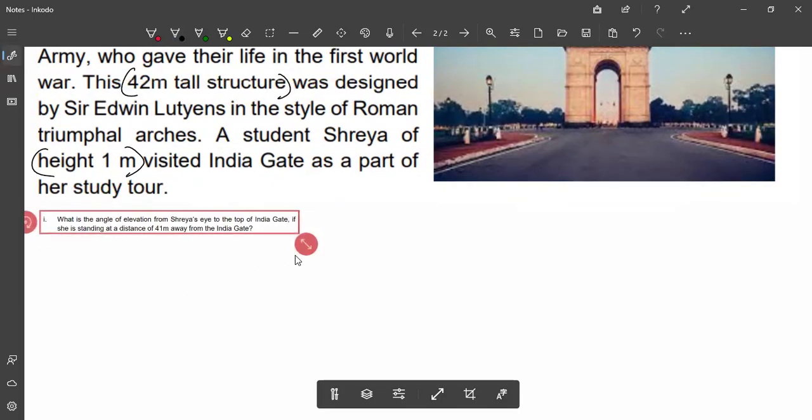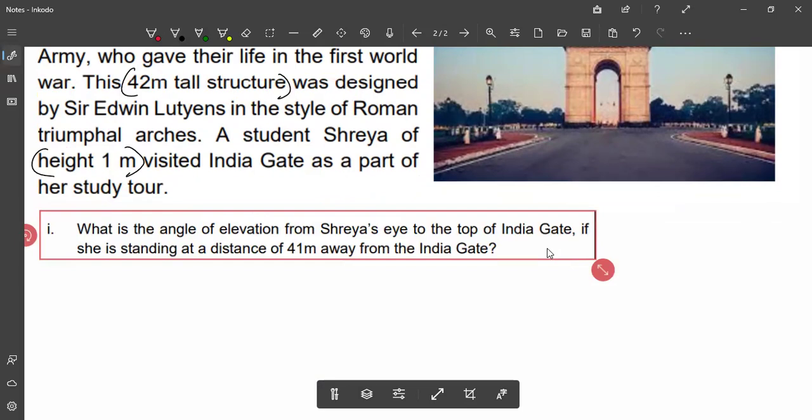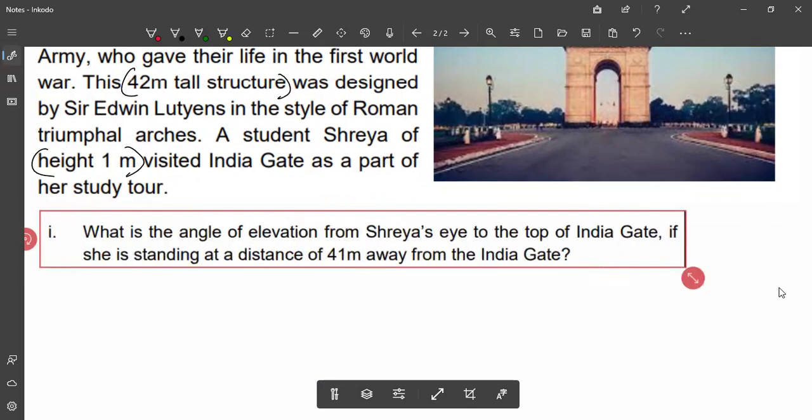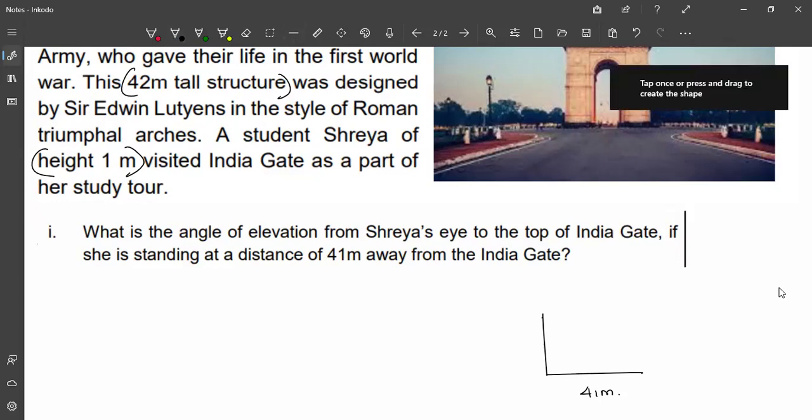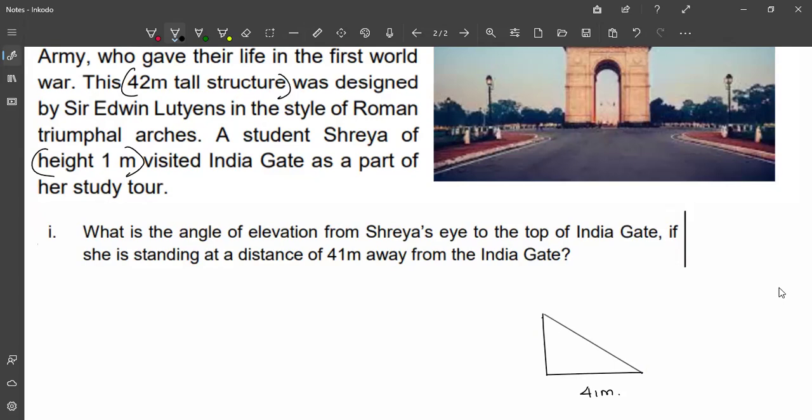What is the angle of elevation from Shreya's eye to the top of India Gate if she is standing at a distance of 41 meters away from the India Gate? So I'm going to draw the India Gate to be a vertical structure, and she's observing at a distance of 41 meters away from the India Gate. So here, this is the hypotenuse. This angle, we don't know it. We have to find that.